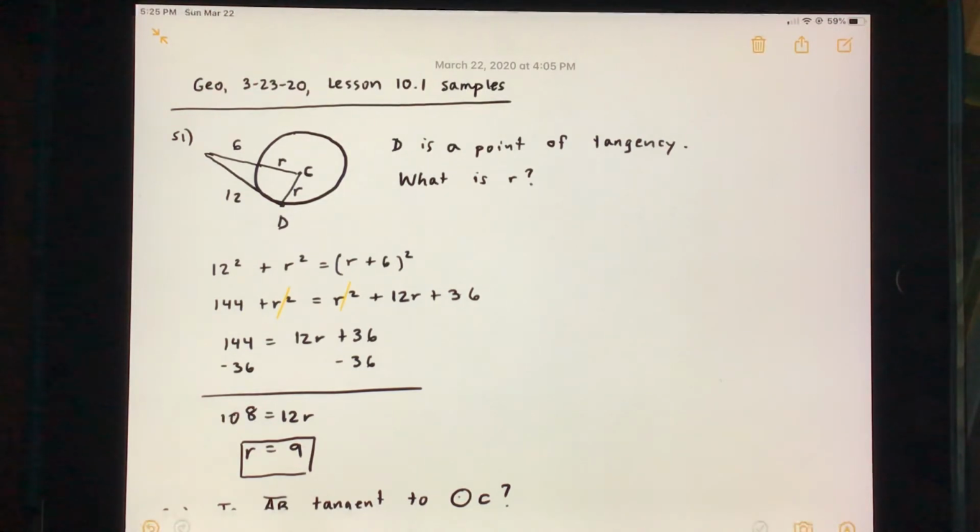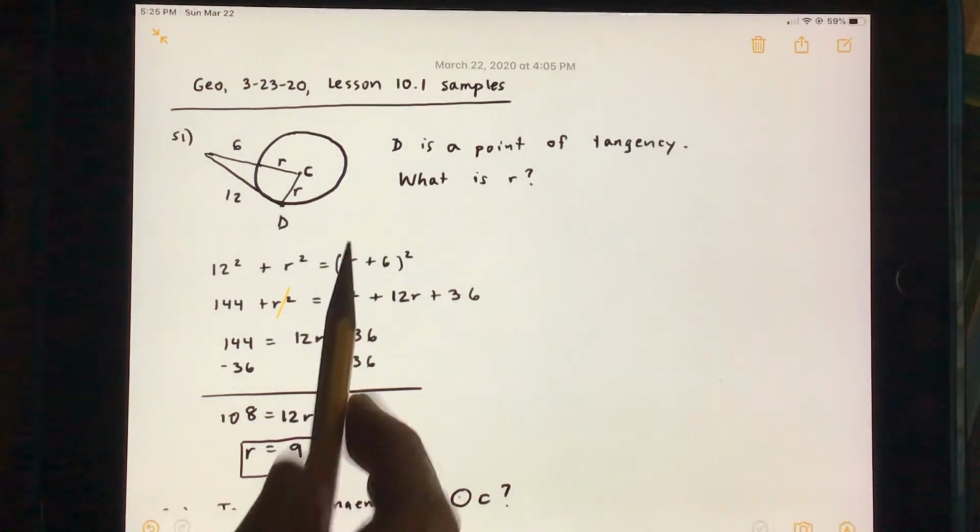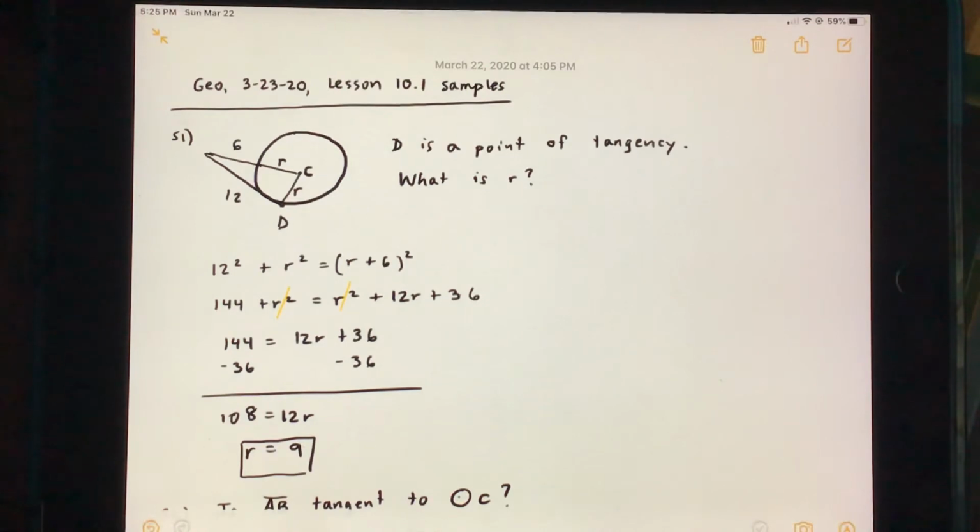We then go ahead and simplify our equation. 12 squared is 144. And to figure out our R plus 6 quantity squared, again, remember we're going to use the FOIL process that we learned in Algebra 1 class. R plus 6 times R plus 6 gives us R squared plus 12R plus 36.